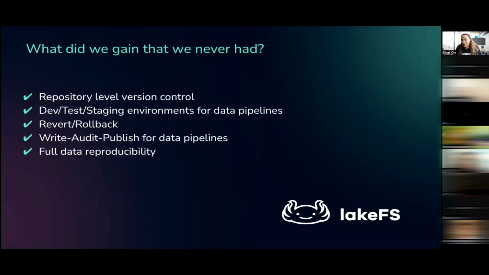If you want to compare two experiments, you can run them in parallel on two different branches and then just diff to see what's changed between the two experiments. In machine learning, our users run hundreds of experiments in parallel and then compare the hyperparameters automatically to see which one is the best or closest to what they hoped. You can use the write, audit, publish concept: you write the data, but you can test it, audit it, or verify it before you publish it to consumers. You can automate that with lakeFS hooks, just like GitHub Actions. And of course, you have full data reproducibility.